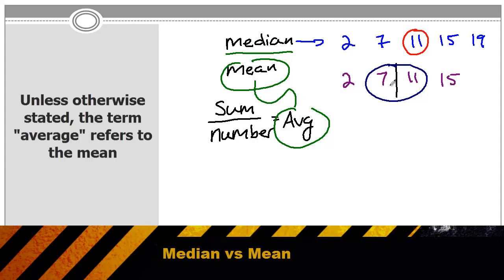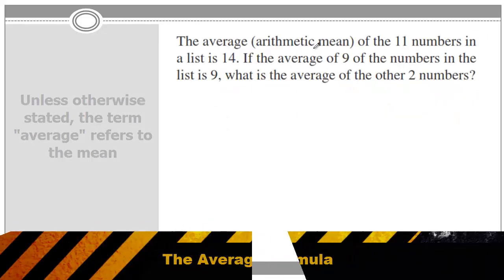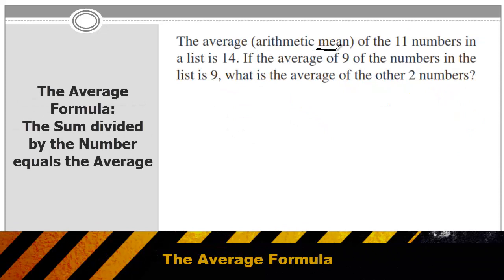So if we wanted to find the mean or the average of 7 and 11, we would simply add 7 plus 11, divide that by 2, and we get 18 over 2, which is 9. So 9 is the mean average of 7 and 11, which therefore is the median of my list 2, 7, 11, and 15. So in this problem, they're asking us to find the mean and the average of two other numbers. So we'll be using the equation that our sum divided by our number, that's our average.